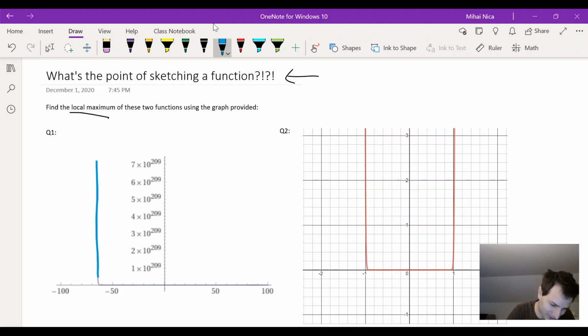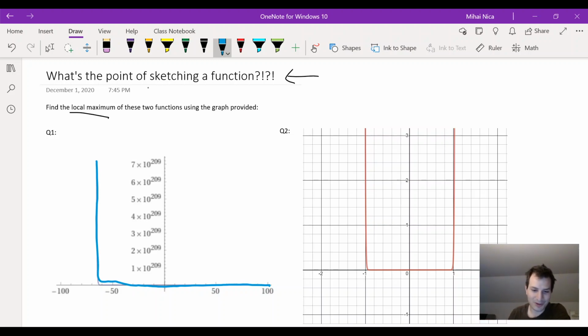So it goes like this, and then it goes all the way down here, and then it's super flat, like that. And these are plots. I took a formula, I put them into a graphing program, and this is what came out of it. So use the graph to find the local maximum of the function. All right, I'll give you a second to think. Pause the video if you want to think about it.